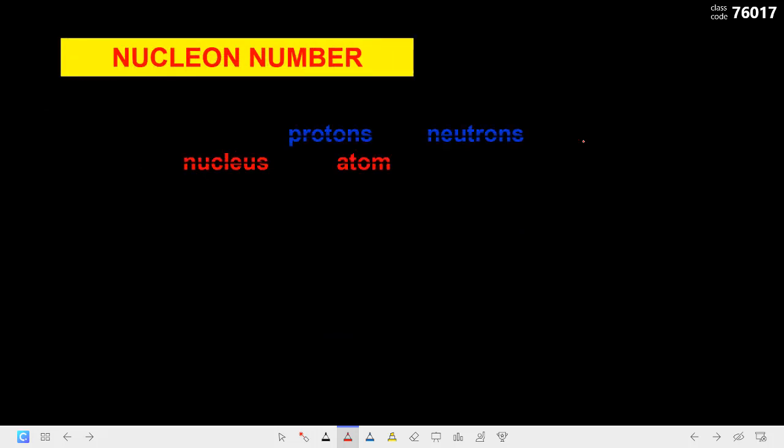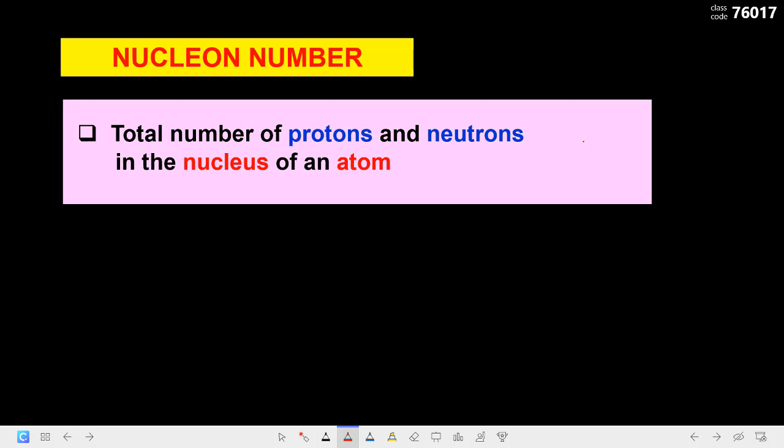Nuclear number. Nuclear number is the total number of protons and neutrons in the nucleus of an atom. Jadi, nuclear number adalah jumlah bilangan protons dan juga neutrons yang ada dalam nukleus sesuatu atom. So, the symbol for nuclear number is A. So, macam mana kita nak kira nuclear number? Proton plus neutron. So, nuclear number is proton plus neutron.